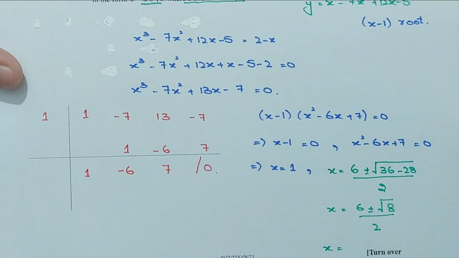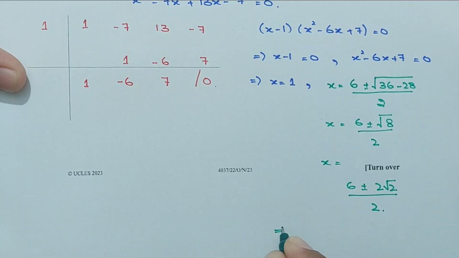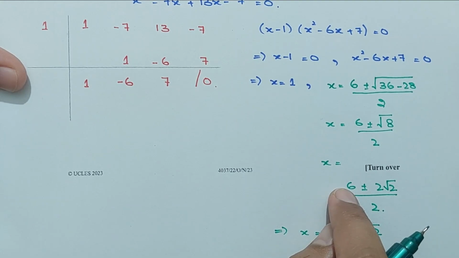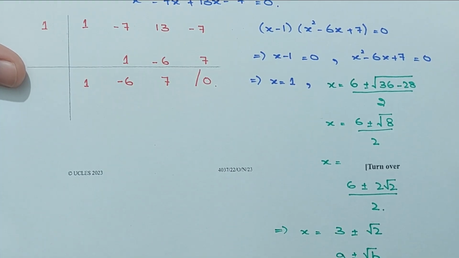Now taking 2 common from the numerator and cancelling it with the denominator, we have x equals 3 plus or minus the square root of 2. Taking 2 times 3 is 6, and 2 and 2 are cancelled, yes. So this is 3 plus or minus the square root of 2. The value is in the form of a plus or minus the square root of b. a is 3 and b is 2, and both are integers.